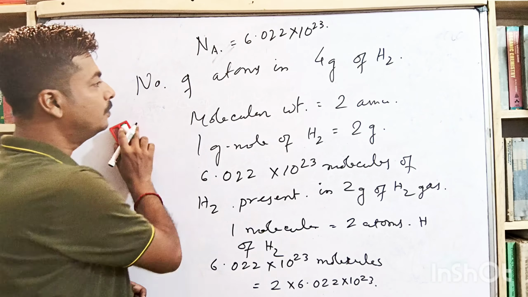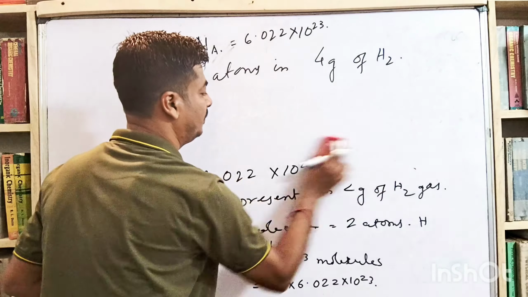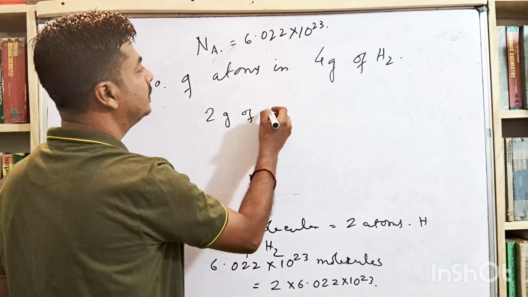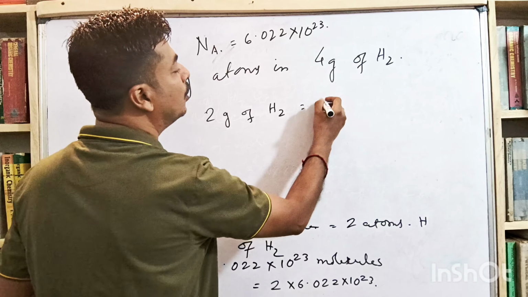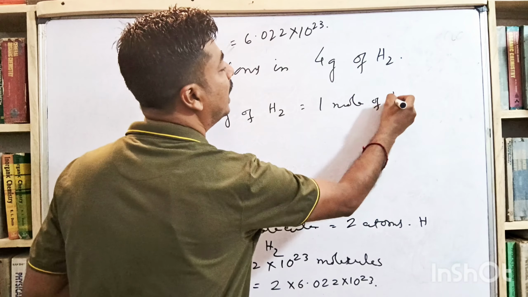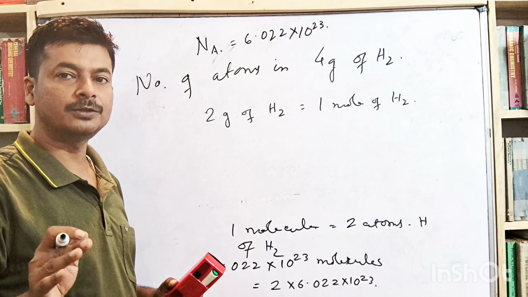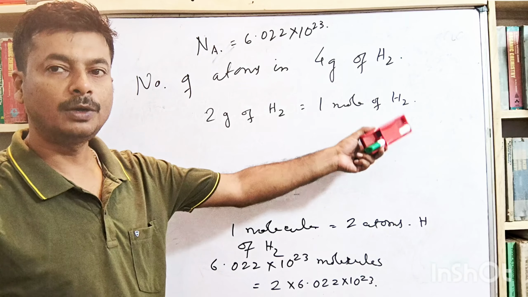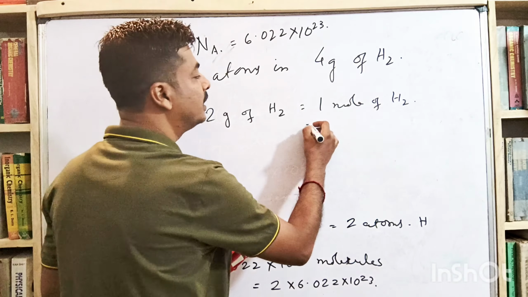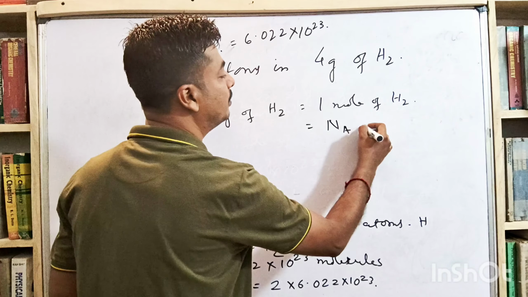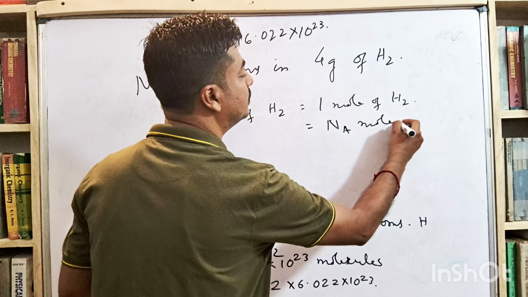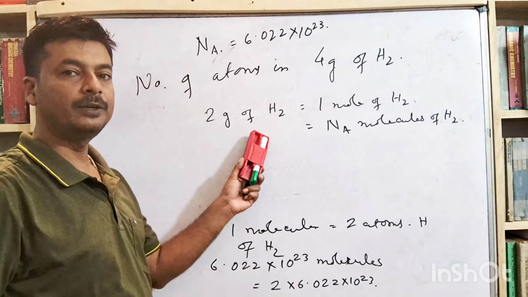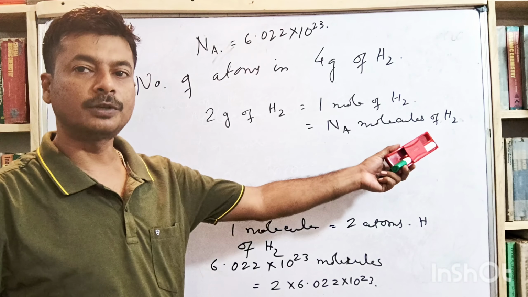Clear? Now, 2 gram of hydrogen means 1 mole of hydrogen. In 2 gram of hydrogen, 1 mole of hydrogen molecules are present. 1 mole of hydrogen molecules is equal to N_A, Avogadro's number of molecules of hydrogen. In 2 gram of hydrogen, there are N_A molecules of hydrogen.